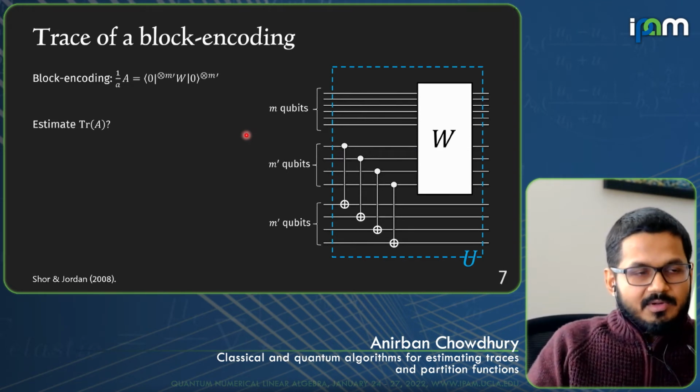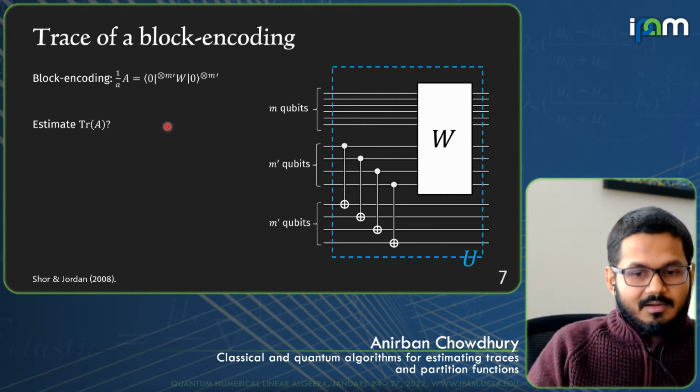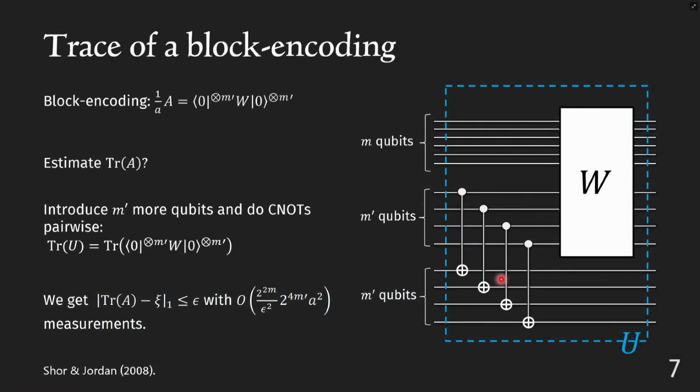So given this, I want to estimate the trace of A. And this kind of gadget lets me do that, and not just traces of unitaries. The idea is simple: I introduce m prime more additional qubits and do CNOTs pairwise between these m prime qubits that were there in the block encoding and the ones that I introduced.